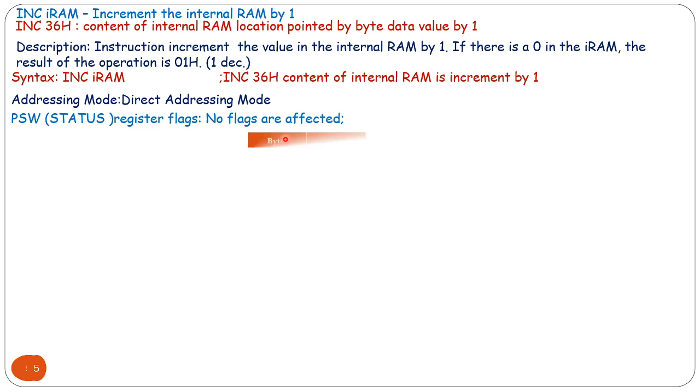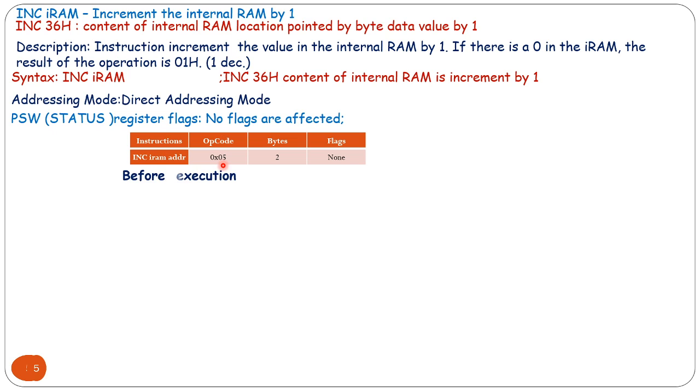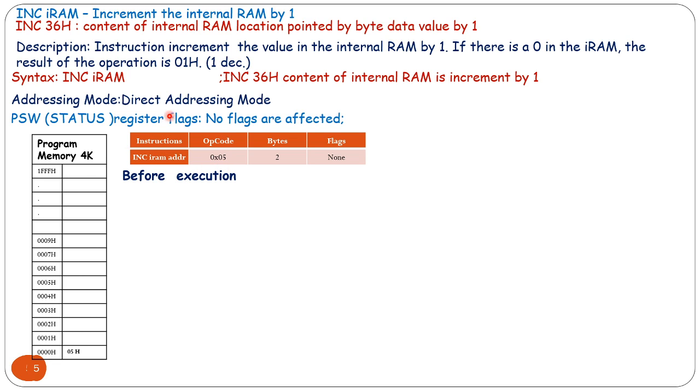This is a direct addressing instruction, and flags are not changed. So this is the INC IRAM having operation code 05H. Before execution, 05H will be stored in program memory for execution. The program counter gives the next instruction address.